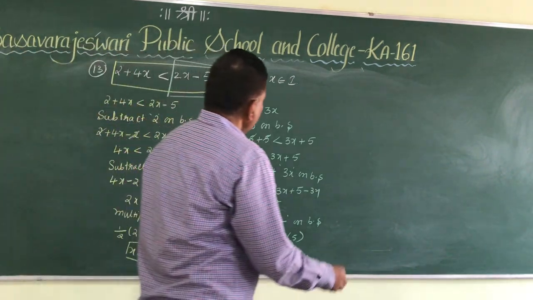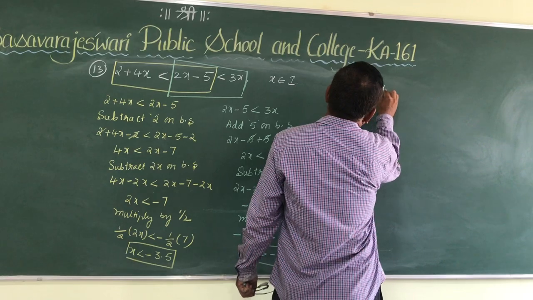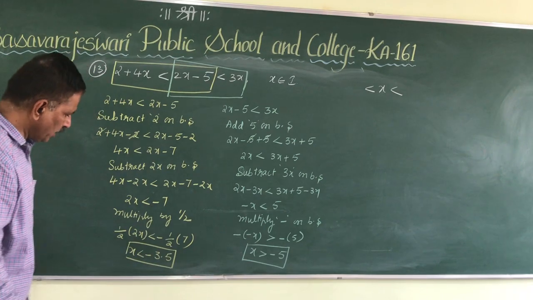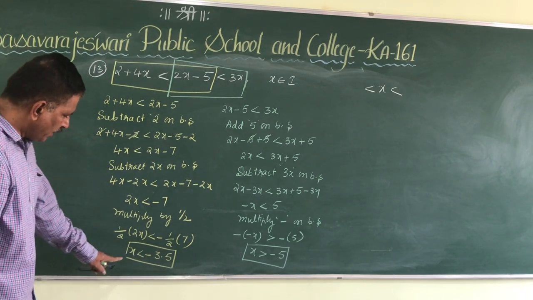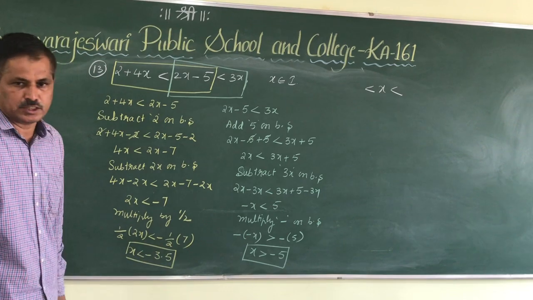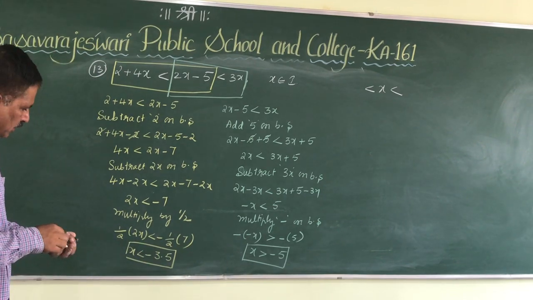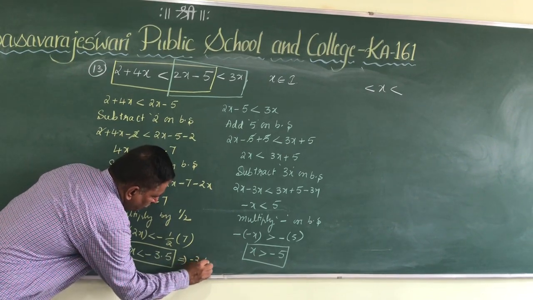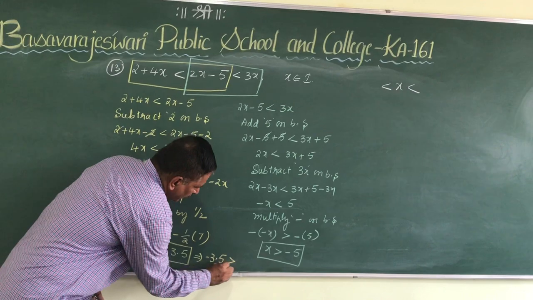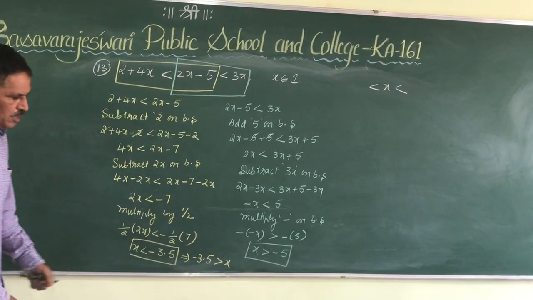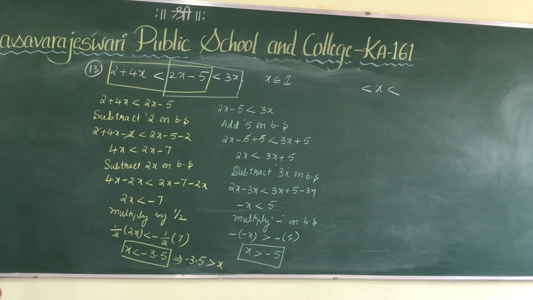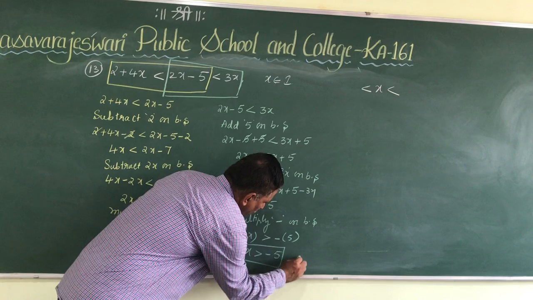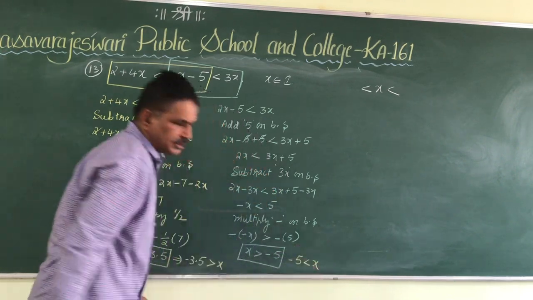So x, here you write the lesser than symbol on both sides. Right. Here what happened? X is lesser than minus 3.5. That means I can clearly write minus 3.5 is greater than x. Minus 3.5 is greater than x. And minus 5 is less than x.